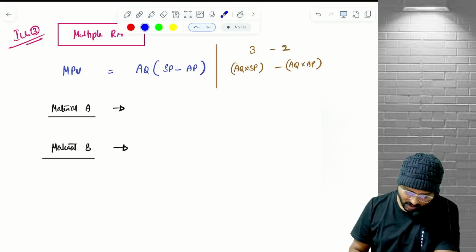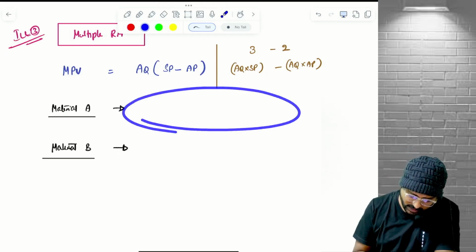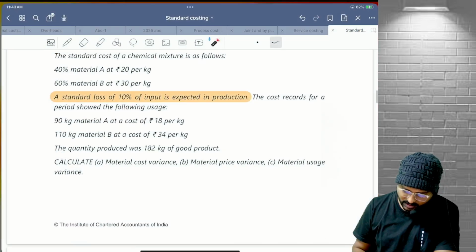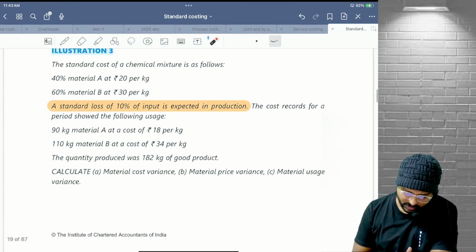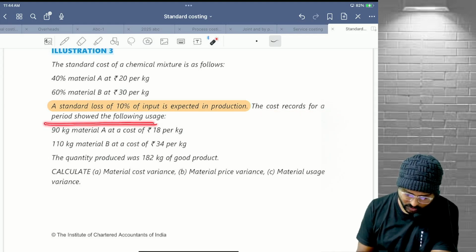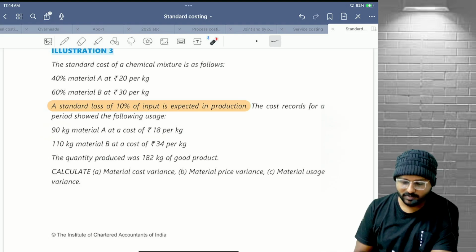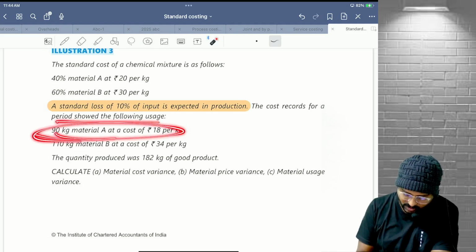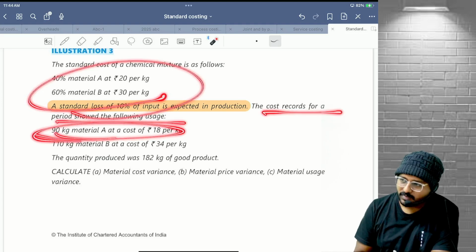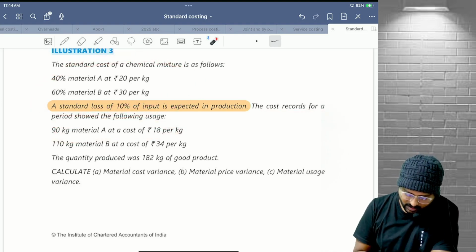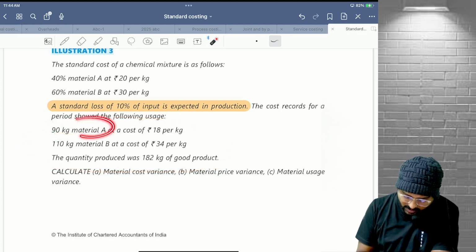Simple. Now tell me, what is the actual quantity of material A consumed for actual output? Any information here? The cost records for the period show the following. What is that? 90 kg of material consumed at 18 per kg. So that data is given. This is actual usage, correct? This is standard. And this is actual. So 90 kg of raw material A is consumed.